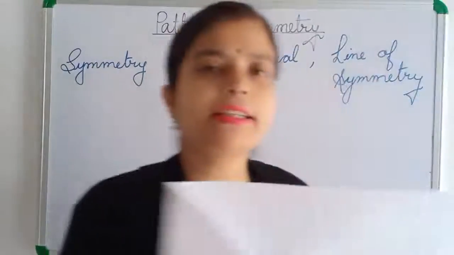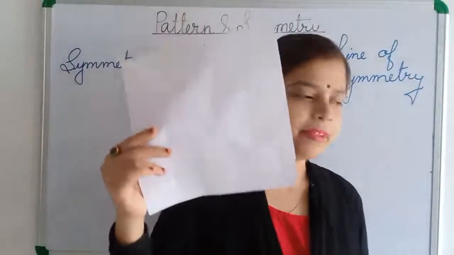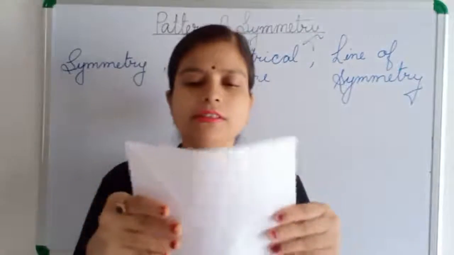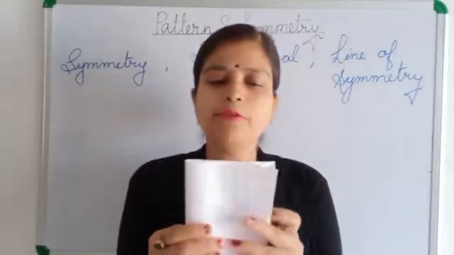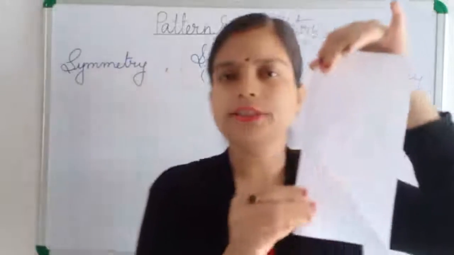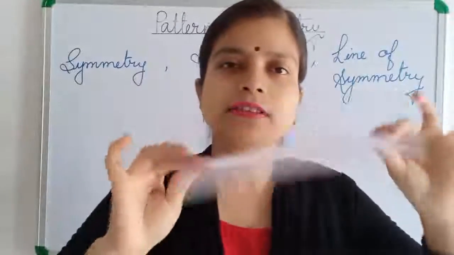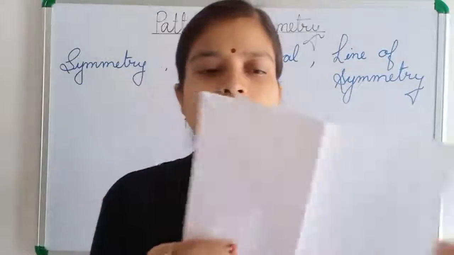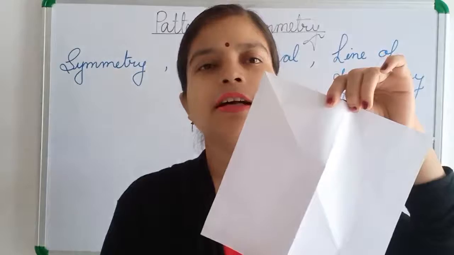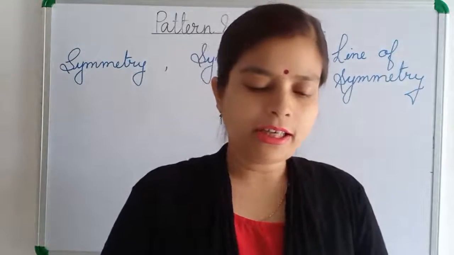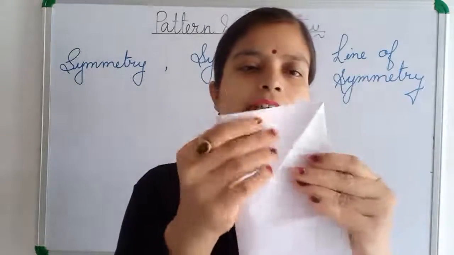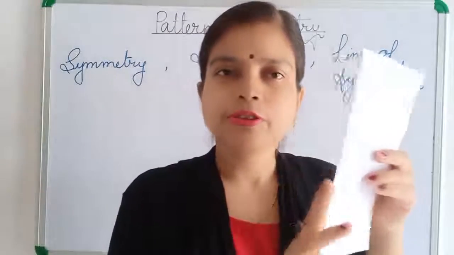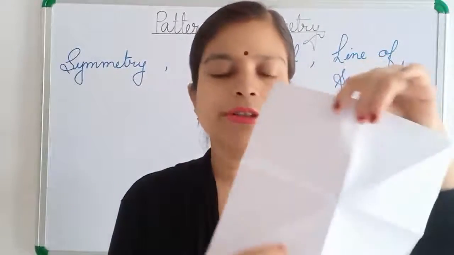Now we will take an activity. This is a square paper, okay? That was the rectangular shape and this is the square. Same thing we will do. If we fold from this direction, it is covering each other, means we can divide this paper into two equal halves through this line. So this is the line of symmetry. Again, I will fold from this direction. From here also, we can divide this paper into two equal halves. So this is also a line of symmetry.